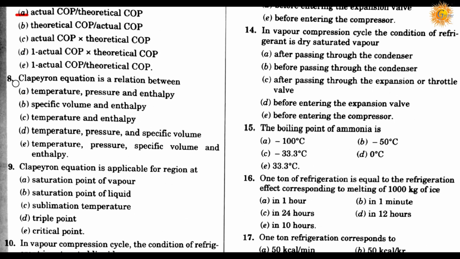So question number 8. Clapeyron equation is a relation between option A, temperature, pressure and enthalpy. Option B, specific volume and enthalpy. Option C, temperature and enthalpy. Option D, temperature, pressure and specific volume. Option E, temperature, pressure, specific volume and enthalpy. So the correct answer is E. Clapeyron equation is a relation between temperature, pressure, specific volume and enthalpy.